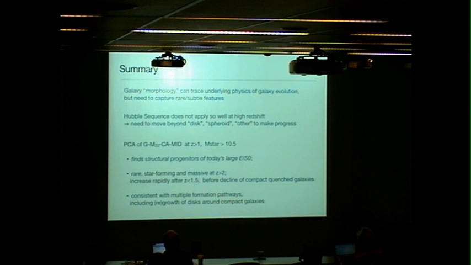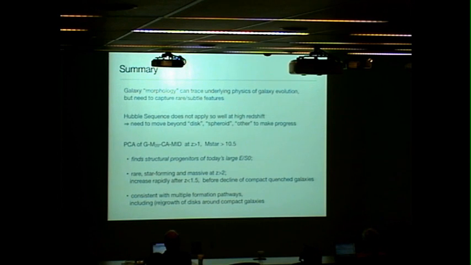And I'll argue that this approach is actually finding objects that are the structural progenitors of today's large early type galaxies. Those things are rare. They tend to be star-forming and massive at redshifts 2, and their frequency is increasing rapidly after redshift 1.5. But they seem to rise before the disappearance of the massive compact galaxies.